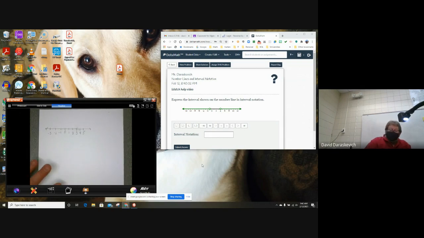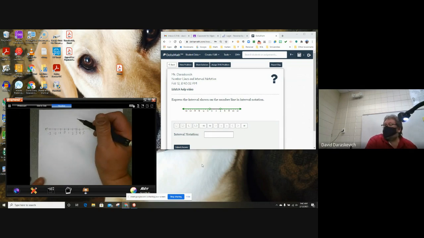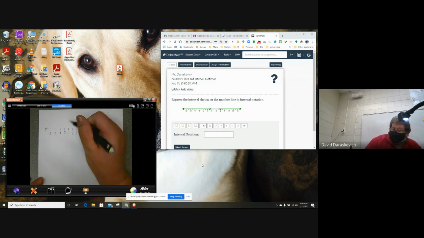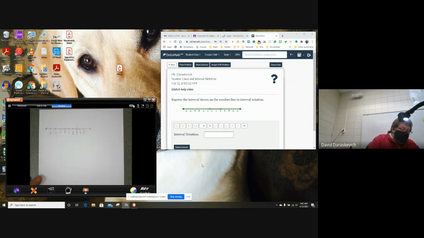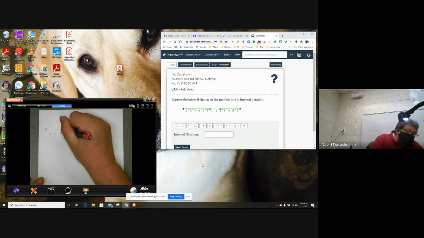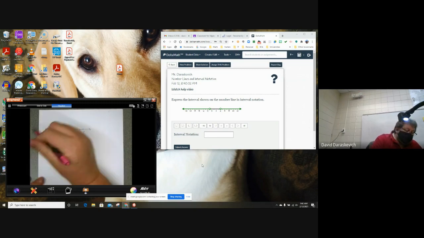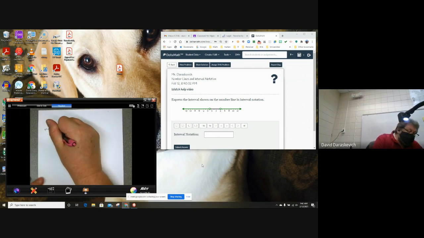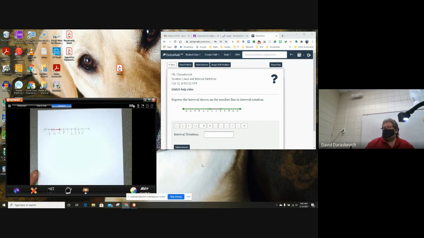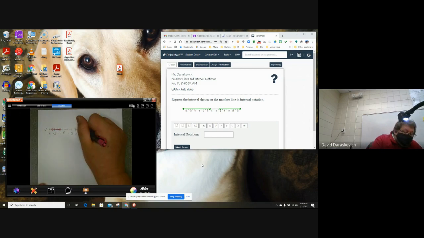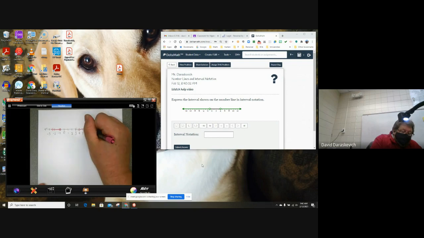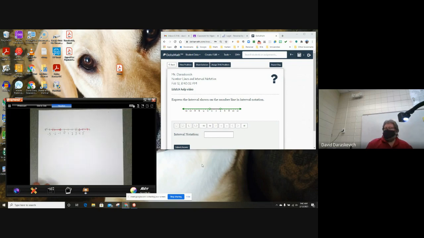Okay, so I got an open circle here at -1. I'm going to use a different color. And they shade out this way. Okay. And then they've got an open circle at 4. And they shade out this way. So they want us to express this in interval notation.